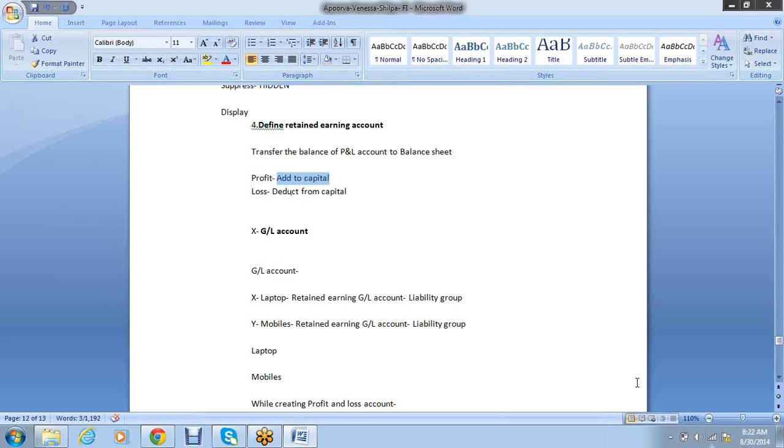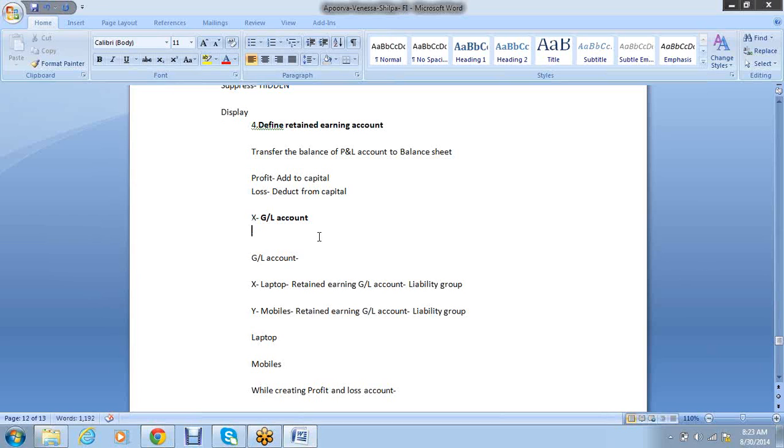Okay. So when I close all my GL accounts and transfer the balances, whatever the balance is, debit or credit, that balance will be updated to this GL account automatically, whatever you give in this configuration. If it is a debit, it will be deducted from the capital. If it is a profit, that is credit, it will be added to the capital. Okay. Clear? Yes, clear.